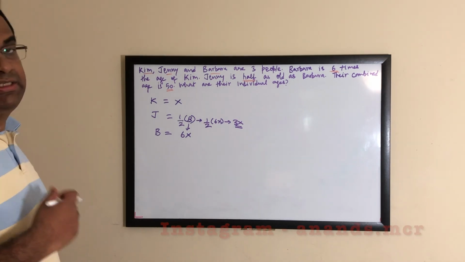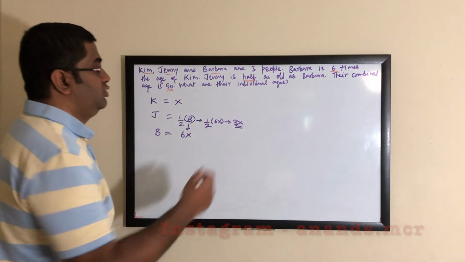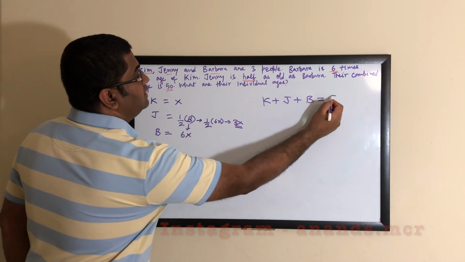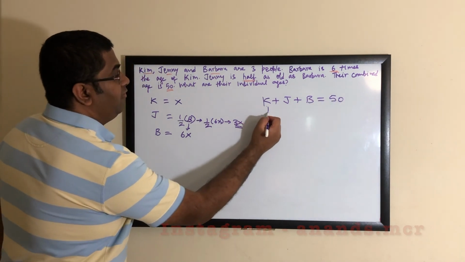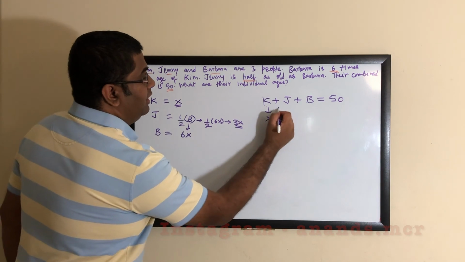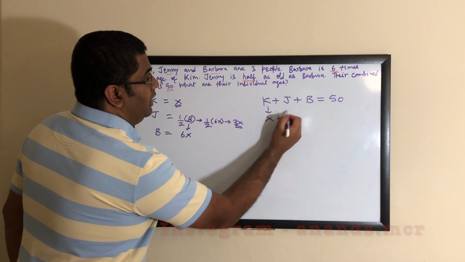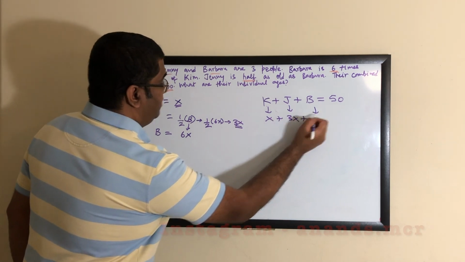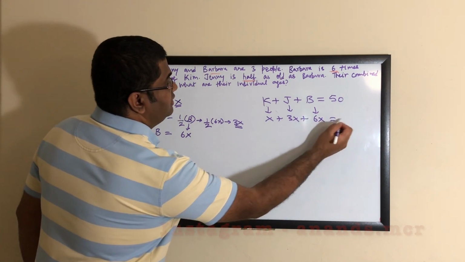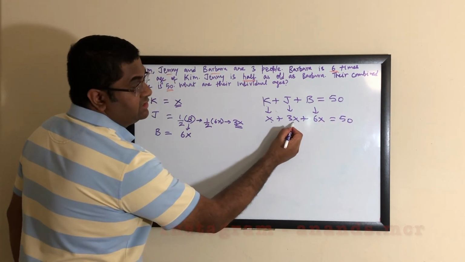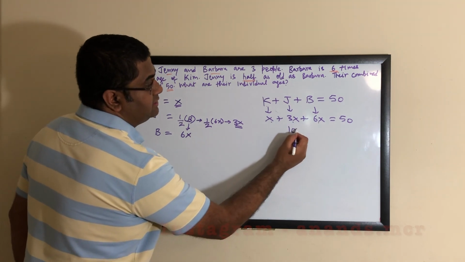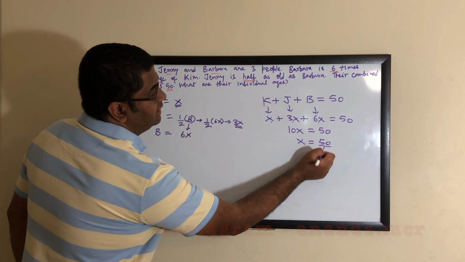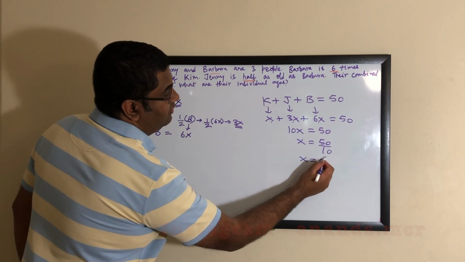The last statement states that their combined age is 50. So Kim plus Jenny plus Barbara is equal to 50. And Kim, we have assumed the age to be X here. And Jenny's age, which we have derived here as 3X. And Barbara's age is 6X, which is equal to 50. X plus 3X is 4X. 4X plus 6X is 10X. 10X is equal to 50. Now X is equal to 50 by 10. So X is equal to 5.